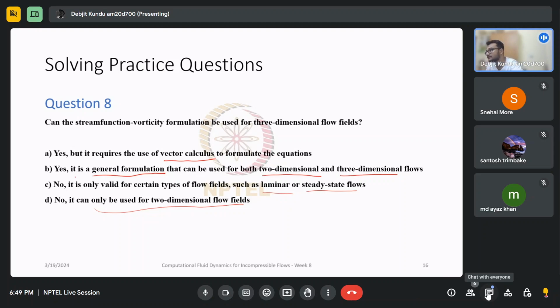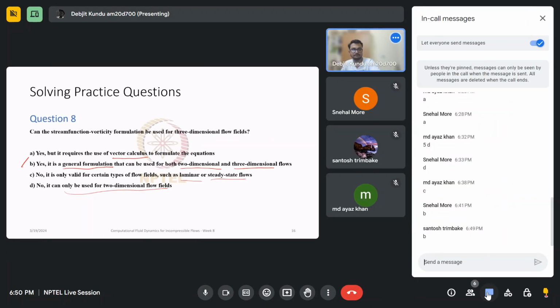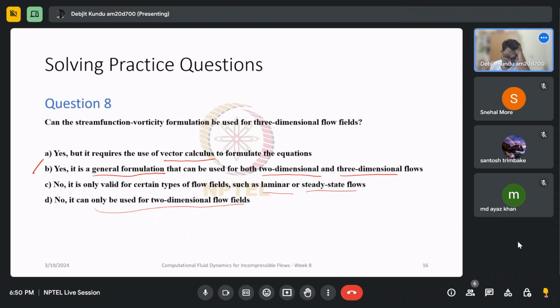Okay, so we have a response in favor of option B, telling us that it's a general formulation that can be used for both 2D as well as 3D flows. Let's see what others have to say. Read the question carefully, and once you have figured out the correct option, you can type in the chat box.